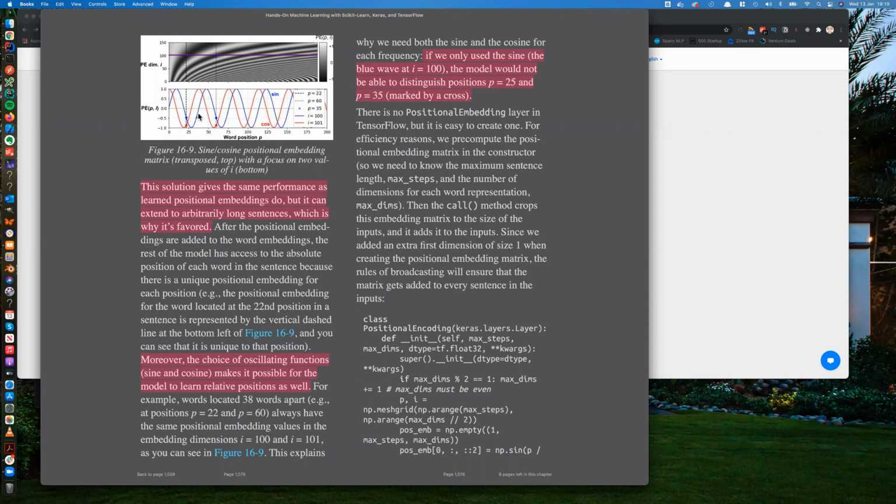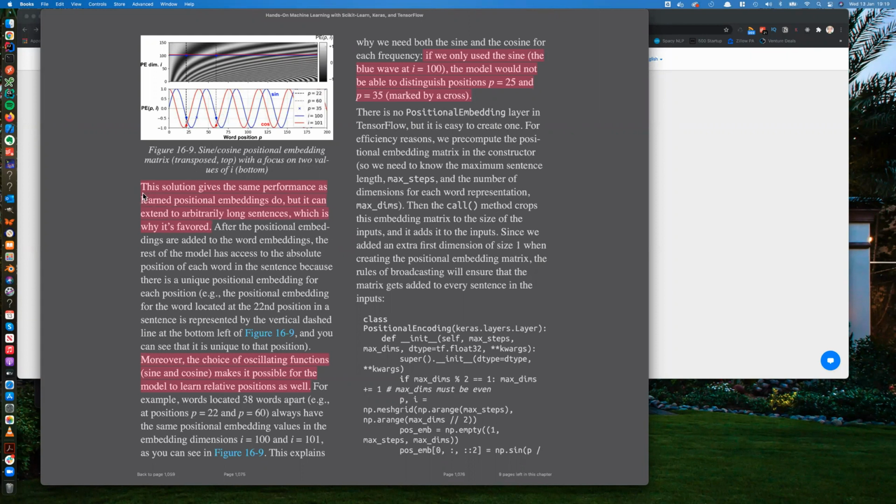And one of the nice effects of this is that because they're slightly out of phase, virtually every position in here has got a unique combination of a sine and a cosine. So it's possible for it to decide to pay attention to a certain word in a certain position and then another word in another position.